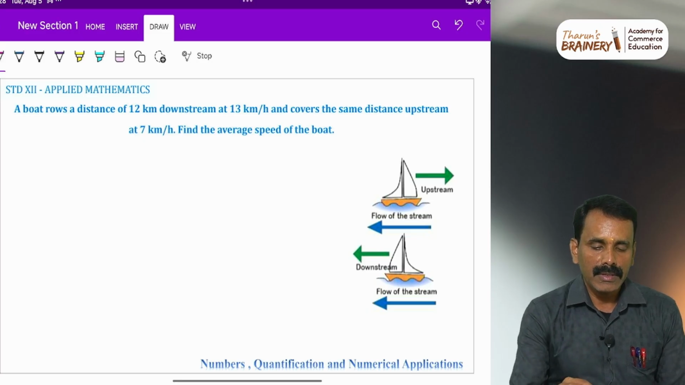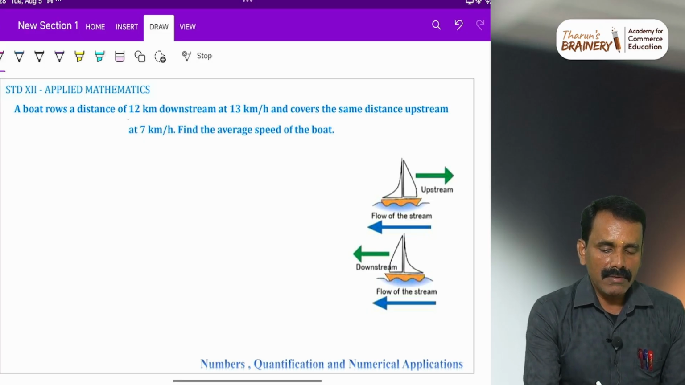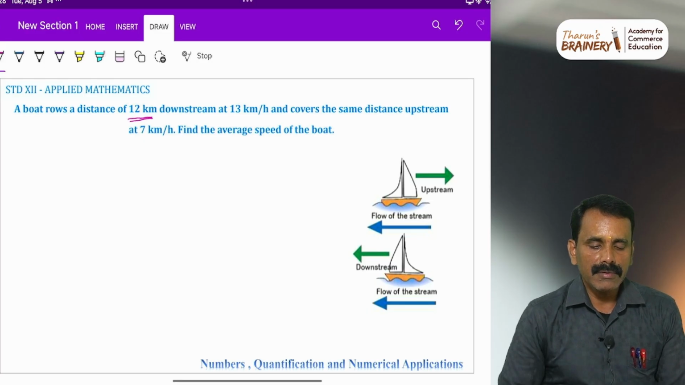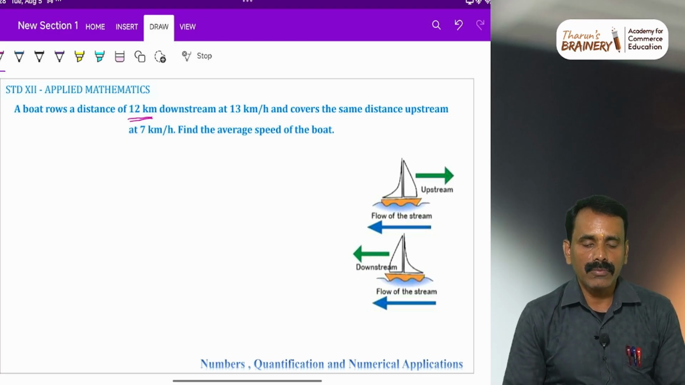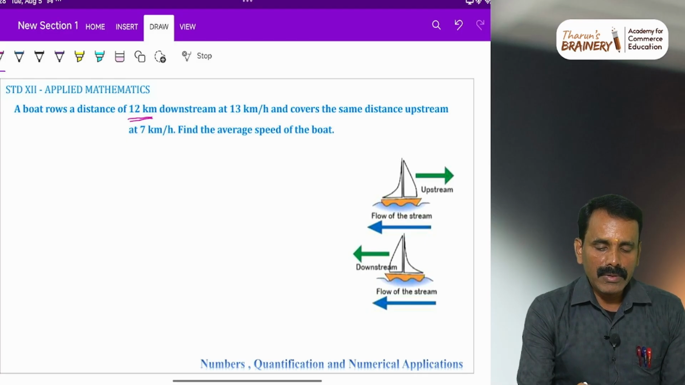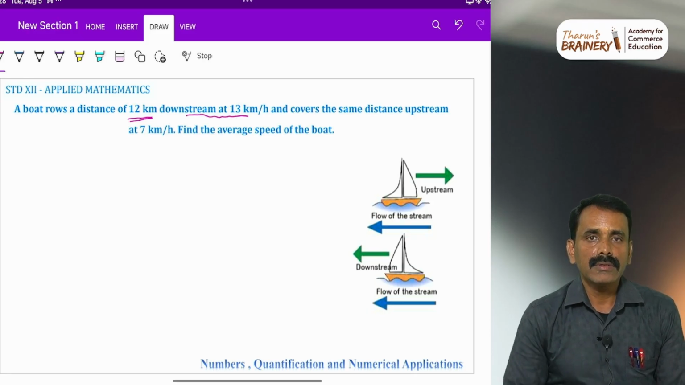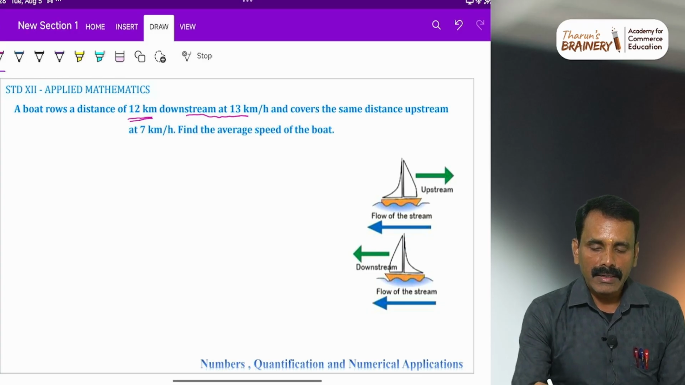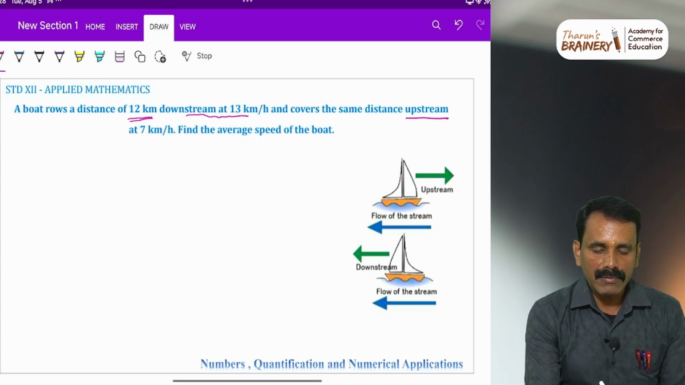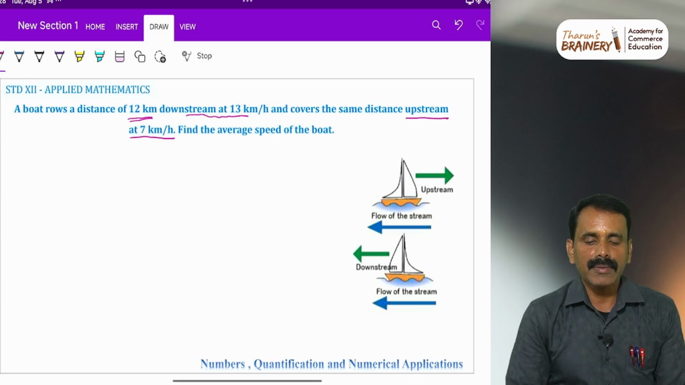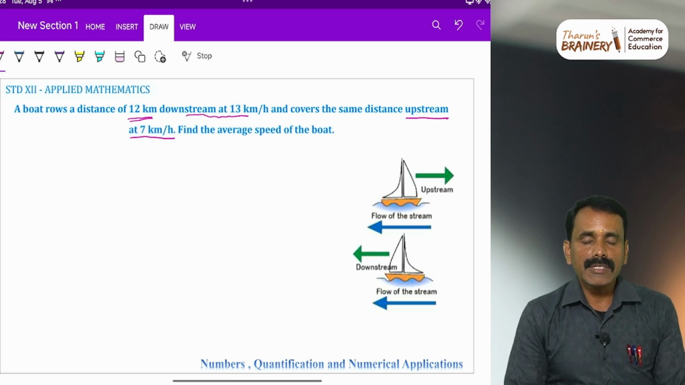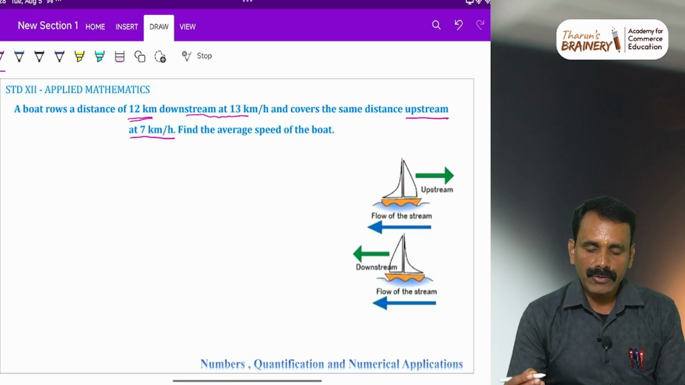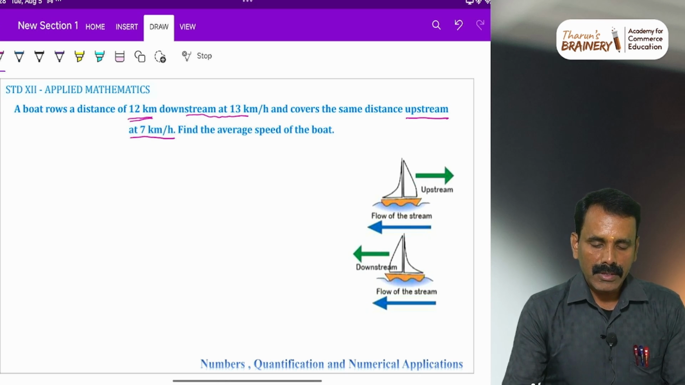So here the distance traveled is given to us. It is 12 kilometer in both the directions, upward as well as downward. Downstream speed is given to us, 13 kilometer per hour, and upstream speed is also given to us, 7 kilometer per hour. Find the average speed of the boat. So we try to solve this problem.